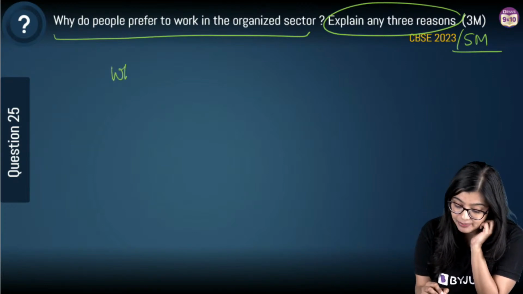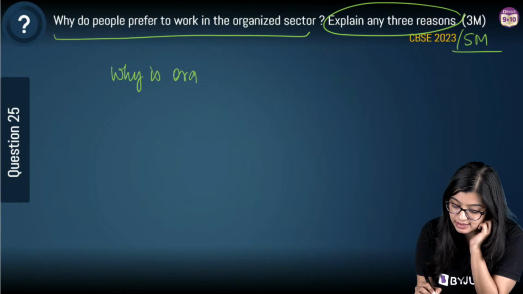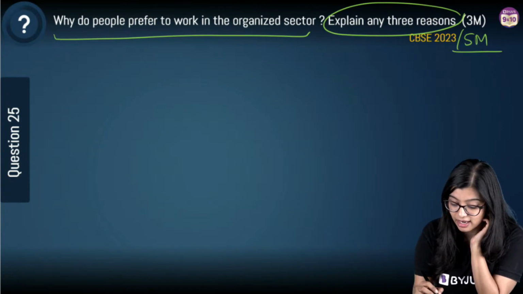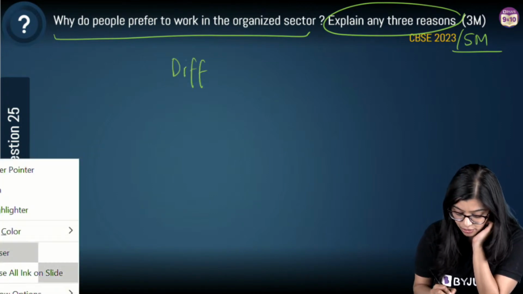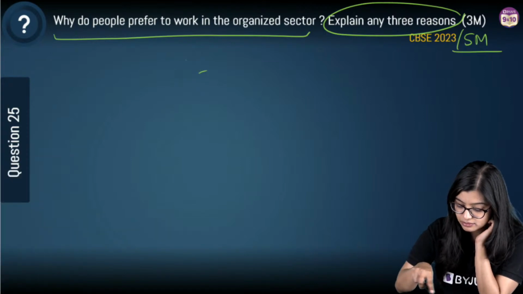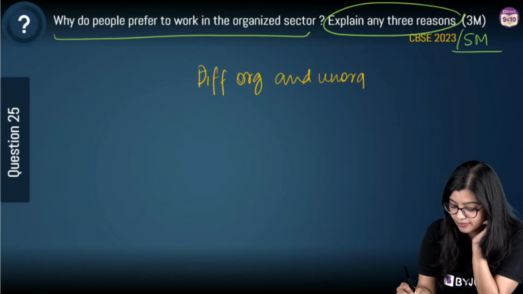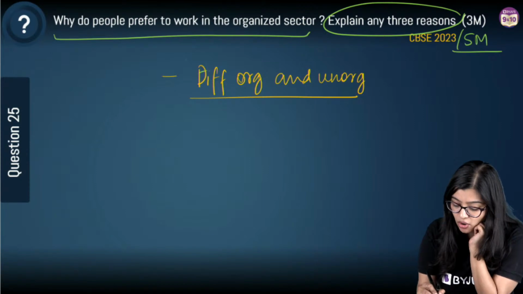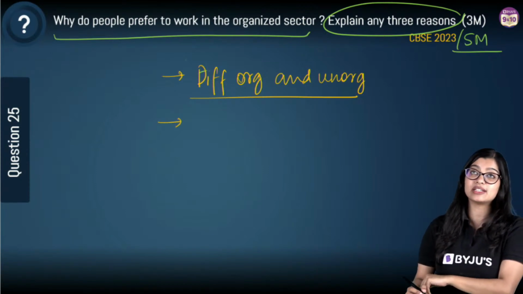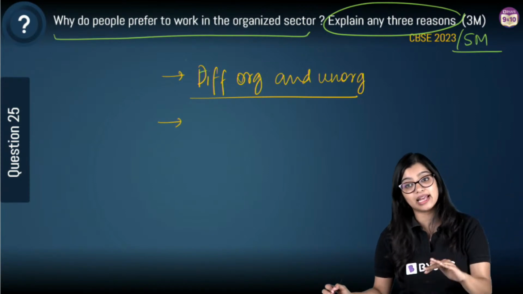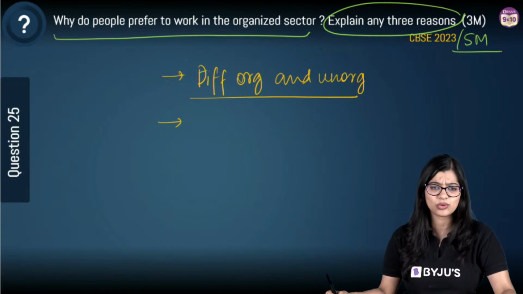Another way is, differentiate between organized and unorganized sector. So they'll ask you to differentiate between organized and unorganized sector. Or else another question they could ask you is, why is organized sector better than unorganized? So on and so forth, right?